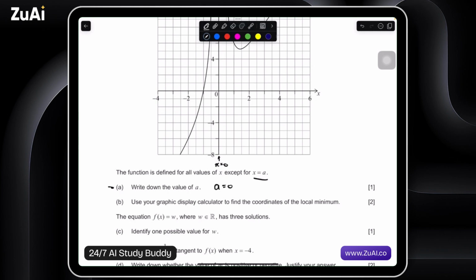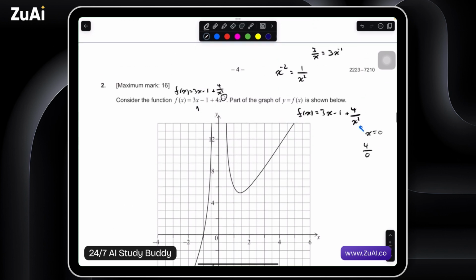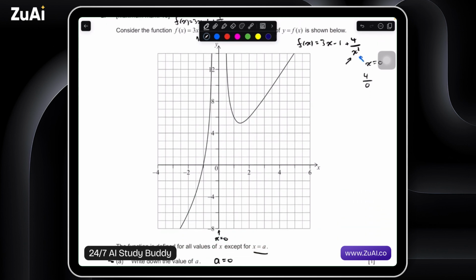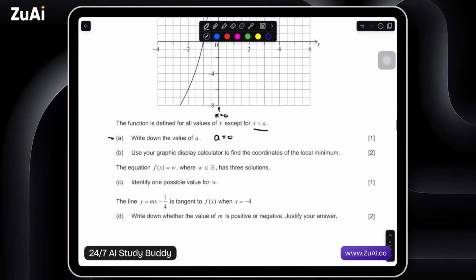The more algebraic answer is, well, when x is equal to 0, we're suddenly dividing by 0, which we can't do. But just graphically, you can see that there's this value that we approach and don't reach. Alright.